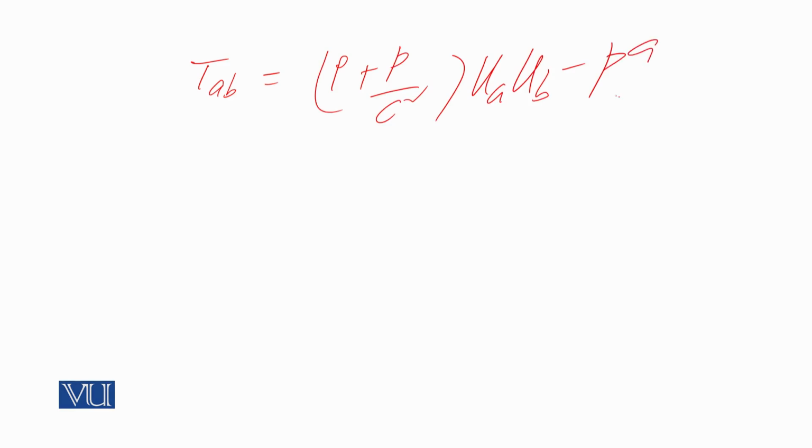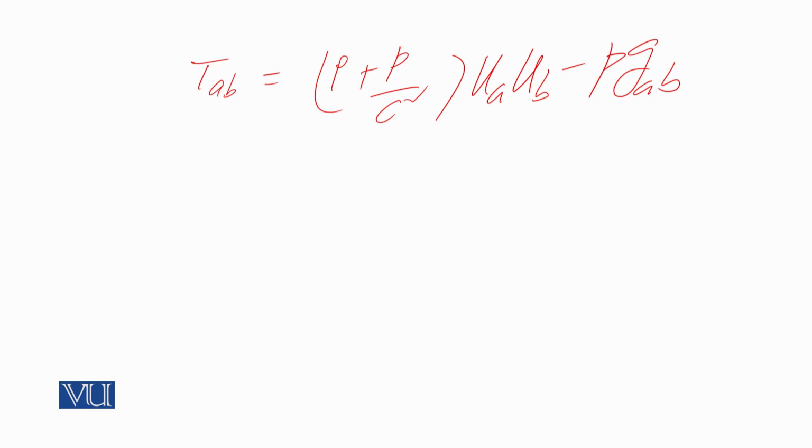When there is no confusion, we can even omit rho 0 in the subscript, and we can just write down T A B is equal to rho naught, well, I just don't write it, plus P over c squared, u A u B, minus P g A B. This is the expression for the energy-momentum tensor in a perfect fluid.